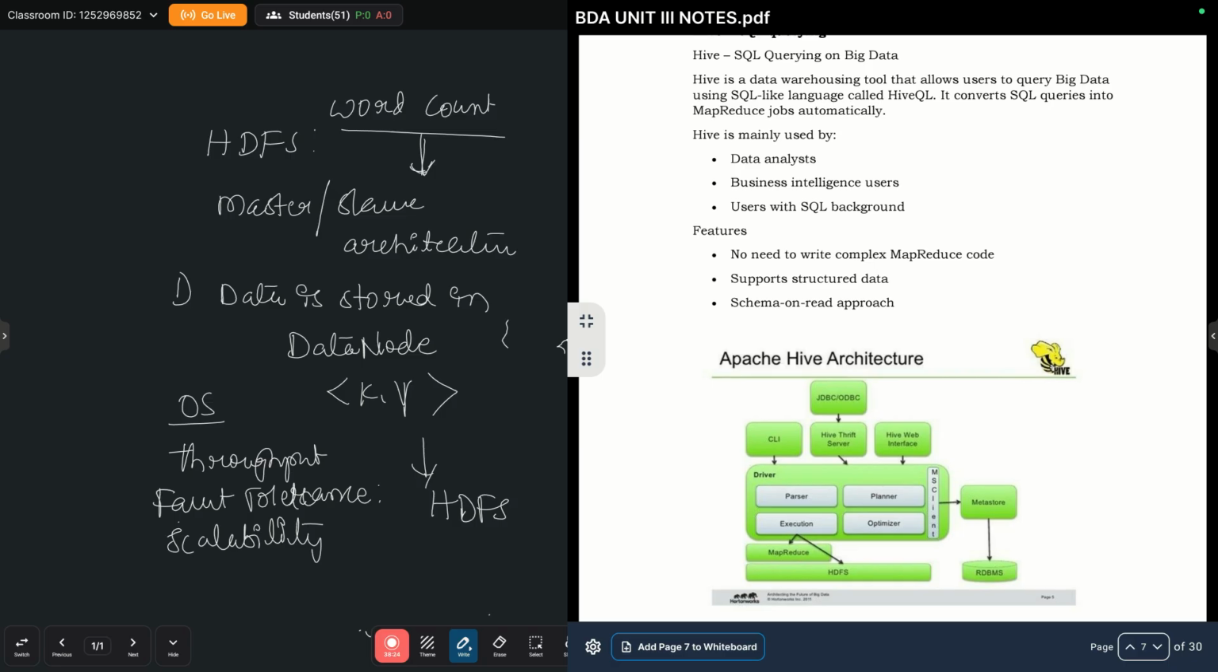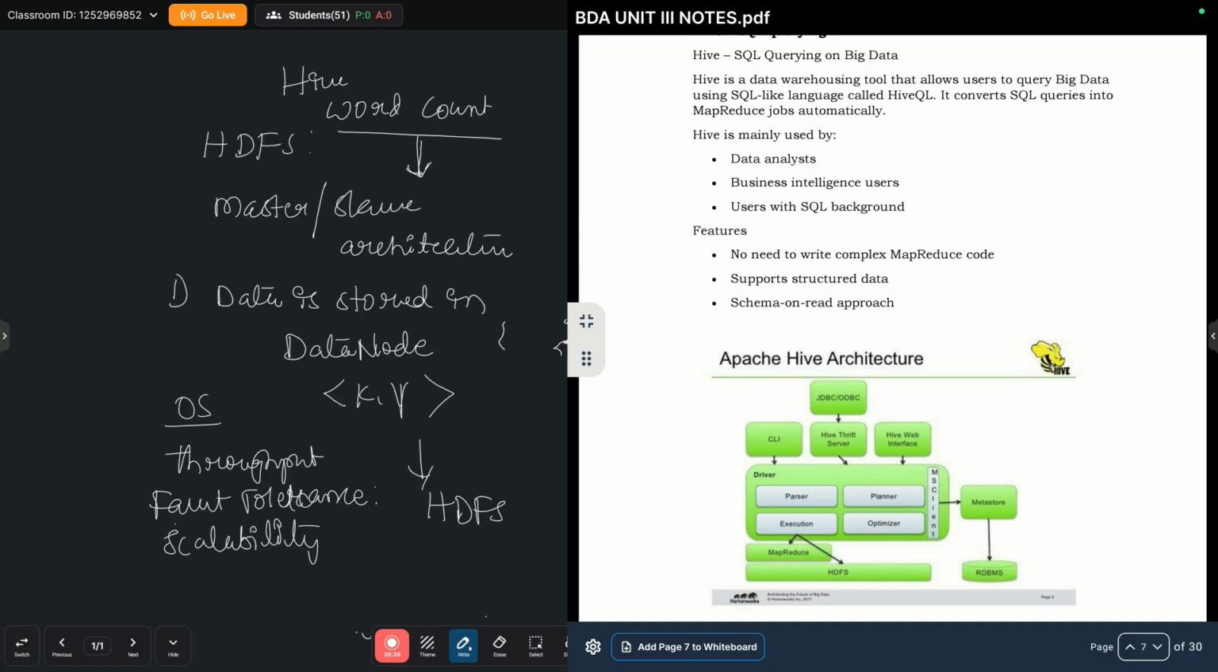Hive is a data warehousing tool that allows users to query big data by using a query language called HiveQL. What is the query language it is using? HiveQL. Okay, so basically the role of HiveQL is it converts SQL queries into map reduce jobs. So this task is done automatically.